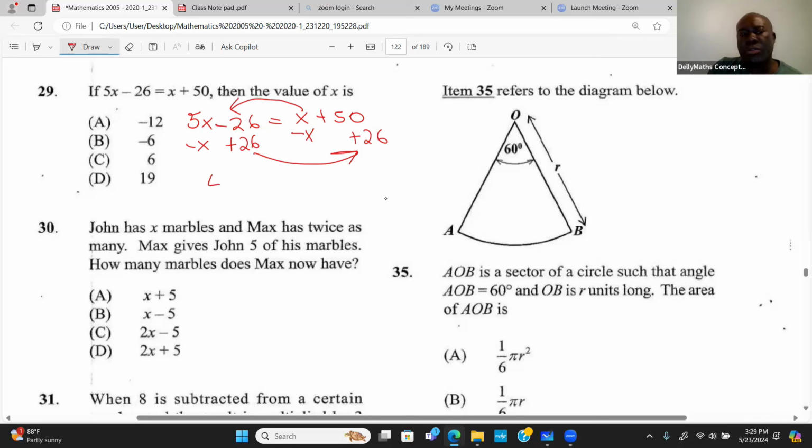5x minus x becomes 4x. This becomes 0. This becomes 0. And this is now 76. Let's divide both sides by 4. When I divide 76 by 4, I'm going to get 19. So I'm getting 19. So my answer is B.